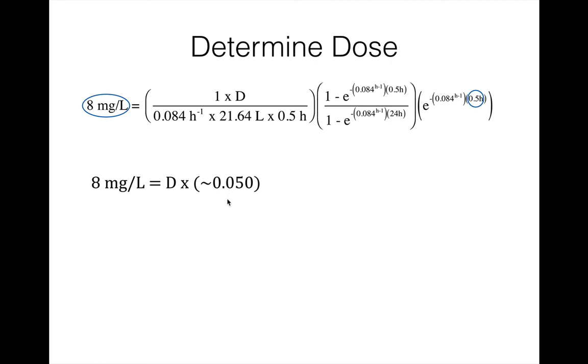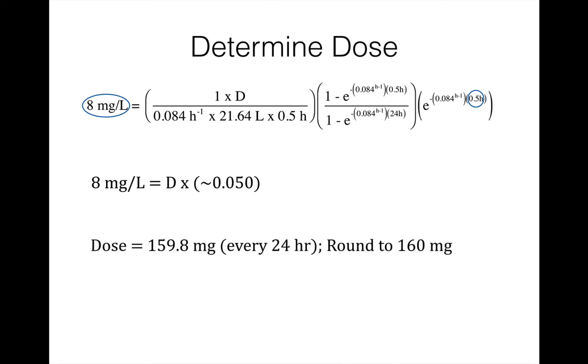If I move 0.050 under 8 milligrams per liter and divide it into it, I come up with a dose of 159.8 milligrams every 24 hours. We would clearly round that off to 160 milligrams, and because the dose is so close to the predicted, I'm not going to bother to calculate the difference in the peak concentration because it would be so small.